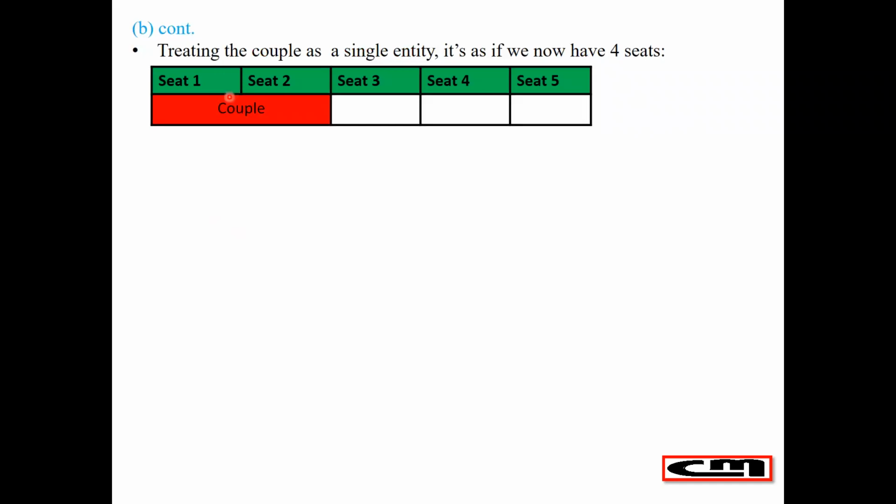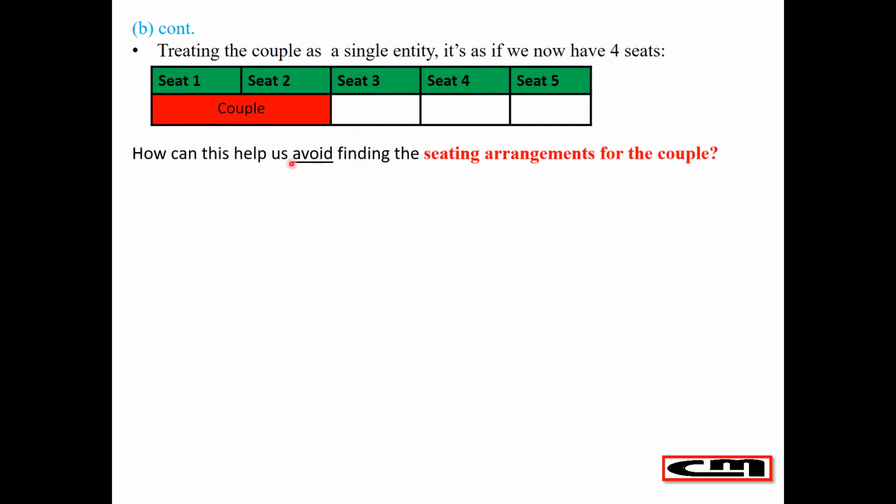Now, if I am to treat the couple as a single entity, it's as if we now have 4 seats. That is, these are the 2 seats that the couple is occupying, right? So now I've queued it into only 1 seat, right? So at the end, if it is 1 seat, then 2, 3, 4. We are now having 4 seats, right? Because I've queued the couple into 1 seat.